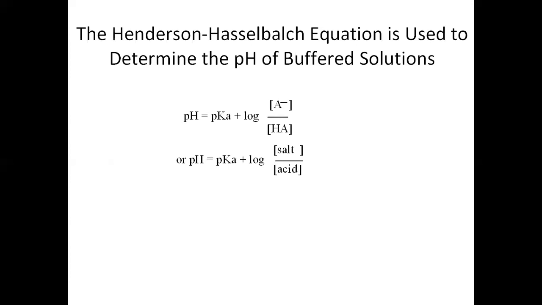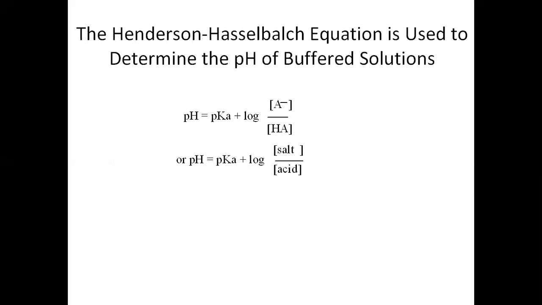An equation to memorize for biochemistry is the Henderson-Hasselbalch equation, which is used to determine the pH of buffered solutions. It is expressed in two alternate forms as shown here, and I personally like to use the A-/HA form of the equation. But this is a personal preference, and you can use either one that you are most comfortable with.